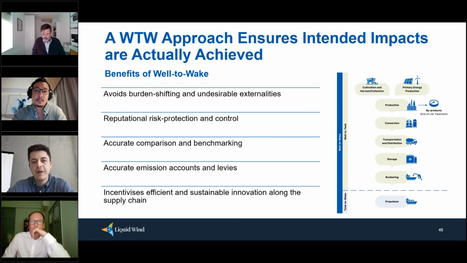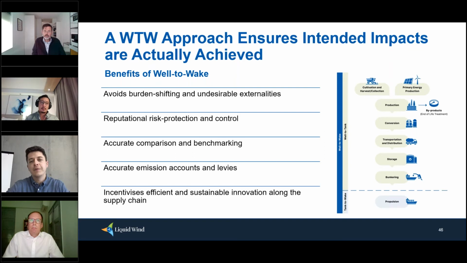And finally, since there can be a premium on lower footprints, it's also incentivizing sustainability innovation along the supply chain, meaning if the off-taker of the fuel is interested in a low carbon footprint, this also pressures upstream production and incentivizes efficiency along the supply chain.